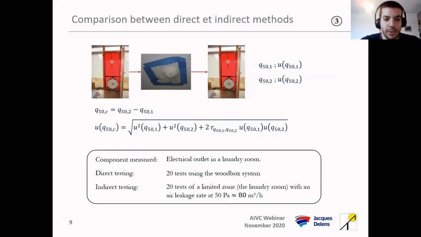So I measured an electrical outlet in a laundry room. In fact, it was because of the COVID crisis, it was the laundry room of my apartment. I did 20 tests using the wood box system, and then in parallel, I also did 20 tests using the indirect method, but I limited the zone to the laundry room itself, with an air leakage rate at 50 Pascal of around 80 cubic meters per hour. And that was the first result. I didn't know my laundry room was that leaky, but this is only of my own interest.